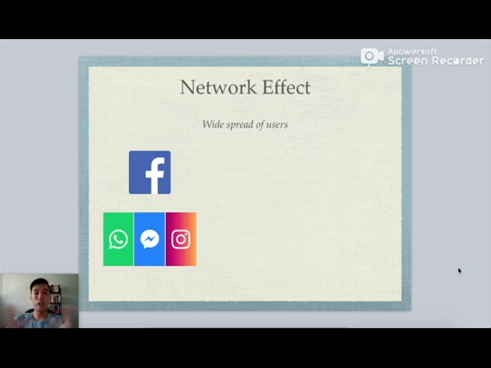Of course, it's not just Facebook alone. Under the Facebook company itself, they have acquired 3 other different companies, which are mainly WhatsApp, Messenger, and also Instagram. They are under their arms, right? So besides Facebook and its subsidiary companies, the next one you can look at is Google.